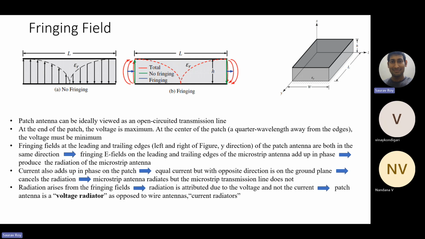So now see what this picture says. A patch antenna is ideally viewed as an open circuit transmission line. So, how is it open? You can see that both left and right sides are open, right? So that is how we can consider it as a transmission line where both ends are open circuit. And now, in an open circuit, what happens? The current would be 0. At the open end, obviously, current is 0 and voltage will be maximum, right? So that is what you see here.